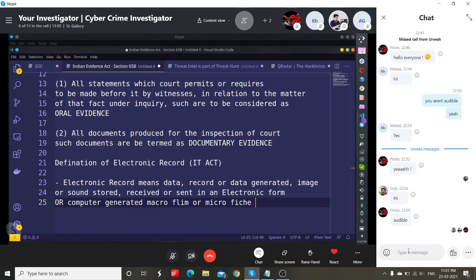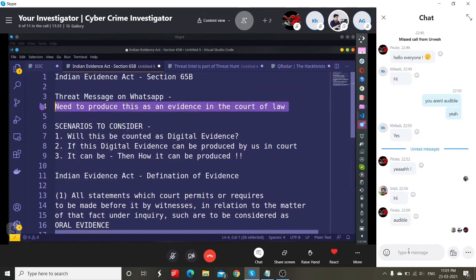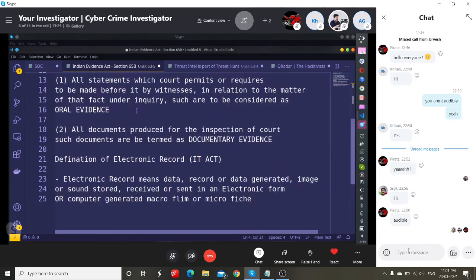Okay. So what does the IT Act say, what is an electronic record? It is any record, any data, which is either recorded or generated as an image or sound. So the image could be the WhatsApp message in this case. The image of the WhatsApp message that I want to provide as evidence could basically be the message, correct?